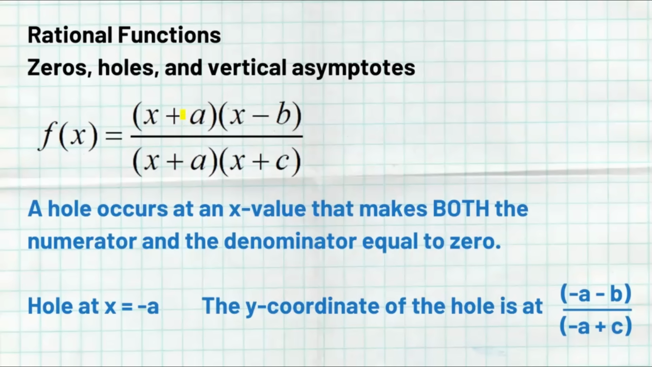So in this case, we're going to be seeing those common factors, x plus a over x plus a. That means we have a hole at x equals negative a. Now, that's the location of the x value of the hole. How do we find the y coordinate of that hole?